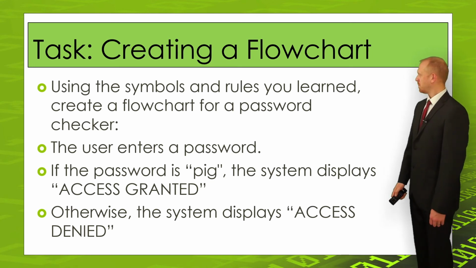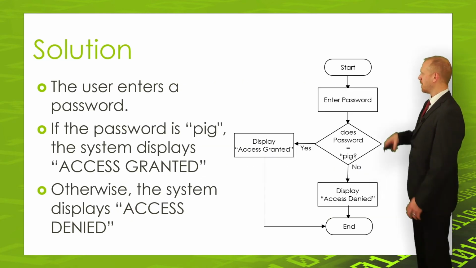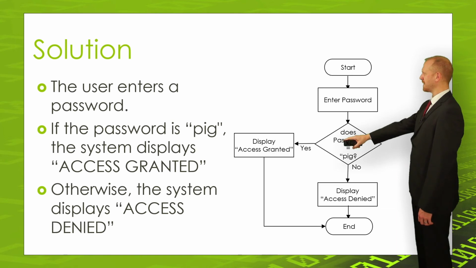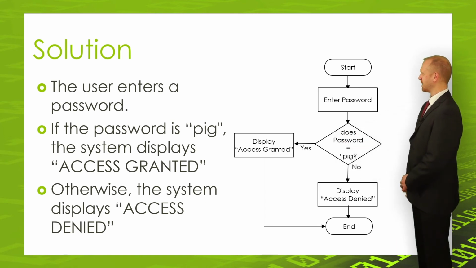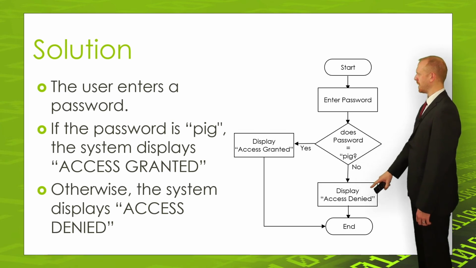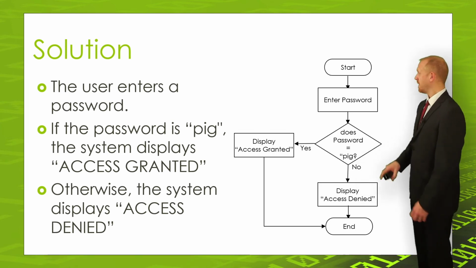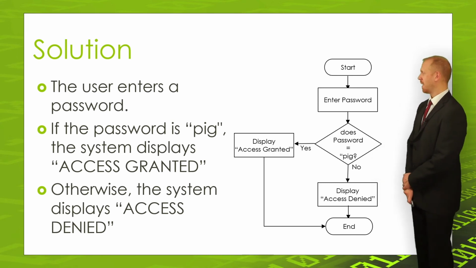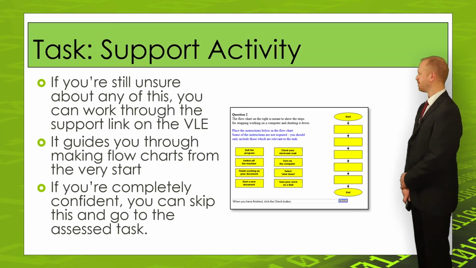Okay, well, this was my solution for it. We start here, we enter the password, then we ask, does the password equal pig? If it's yes, we follow along this arrow and it displays access granted and then goes to the end. If it was no, it follows this arrow and displays access denied and then comes to the end. Now, you may have had the arrows coming out of different parts of that diamond. That's all fine, as long as it follows that pattern.